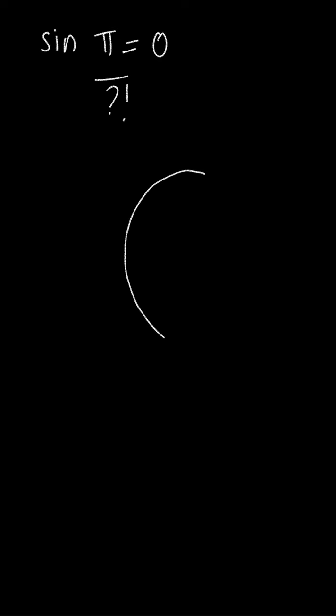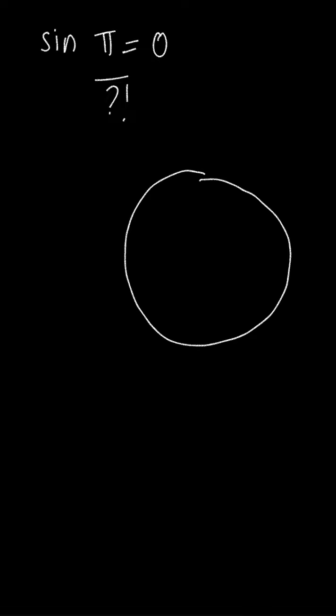If someone tells you that the sine of pi is equal to 0, if you've used the system of radians before, you would not be surprised. But if you've only ever used degrees, you might be like, what on earth is this? Radians are a different way to measure angles.